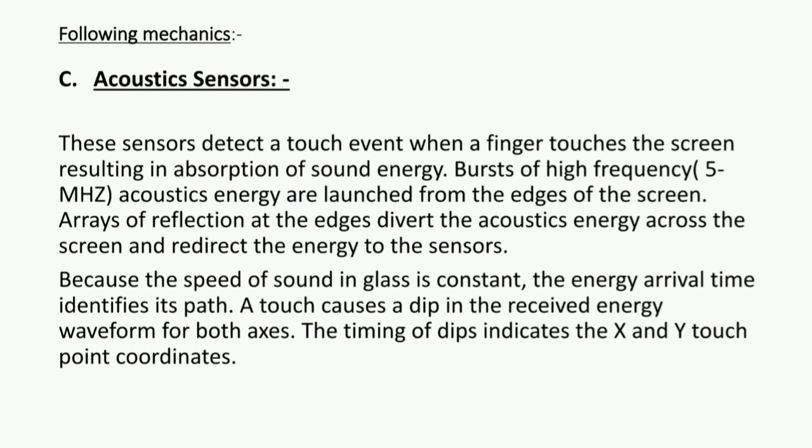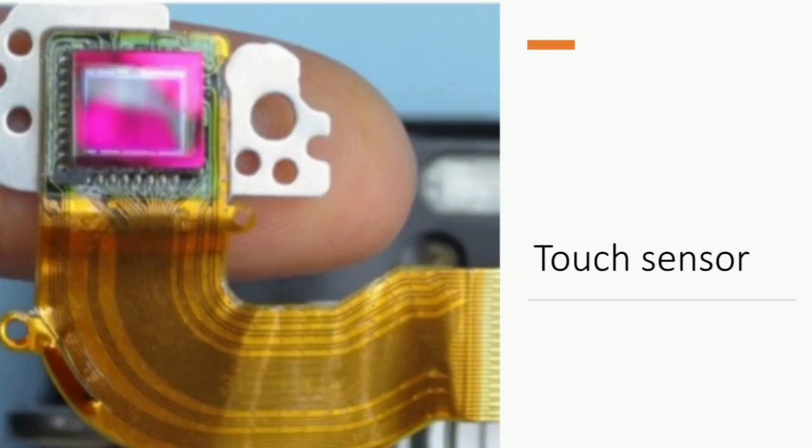These sensors detect a touch event when a finger touches a screen, resulting in absorption of sound energy. Bursts of high frequency, that is 5 MHz acoustic energy, are launched from the edges of the screen. Arrays of reflectors at the edges divert the acoustic energy across the screen and redirect the energy to the sensors. Because the speed of sound in glass is constant, the energy arrival time identifies its path. A touch causes a dip in the received energy waveform for both axes. The timing of dips indicates the x and y touch point coordinates. Here is an example of a touch sensor.